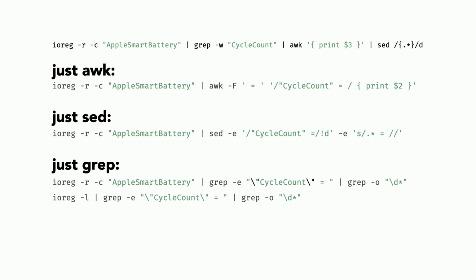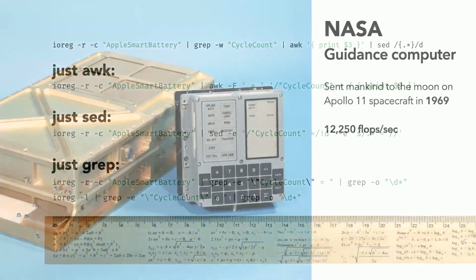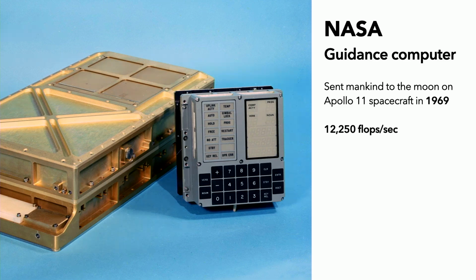Now for folks who measure their success of the commands by how short they are, I submit that they're being a little disingenuous these days. I often hear them say, fewer commands means I'm saving processor time and processor power. And that's true. But how important really is that? NASA sent men to the moon in 1969 with a guidance computer running at slightly over 12,000 flops per second.